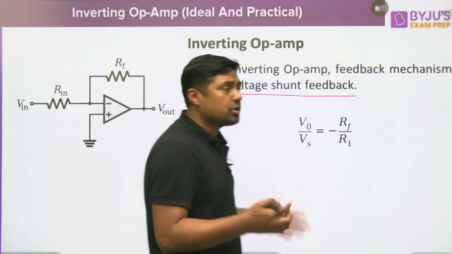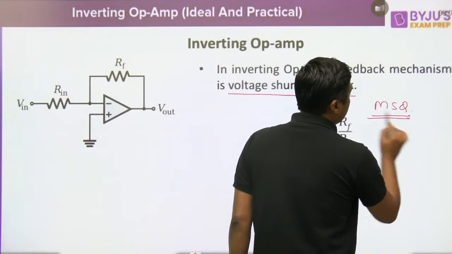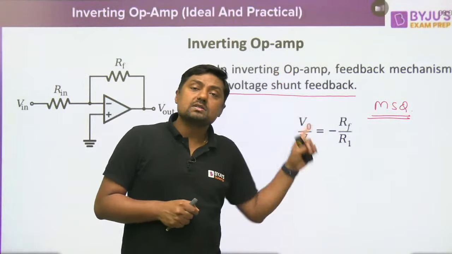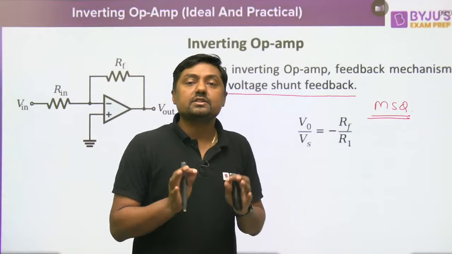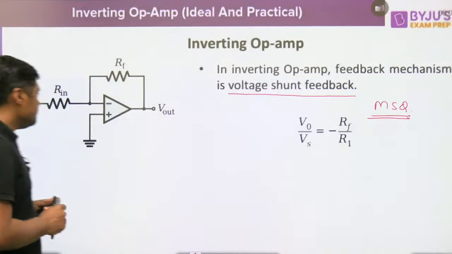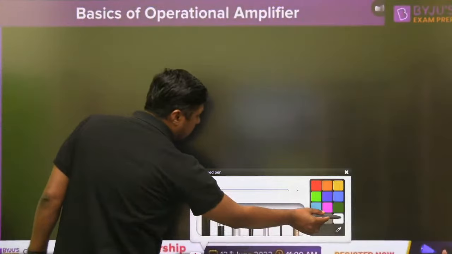There may be a question on MSQ, multiple select question. We will solve one question. The feedback mechanism in the inverting operational amplifier is voltage shunt feedback. Remember that point. Second thing, how are we going to find the gain under ideal and practical condition.